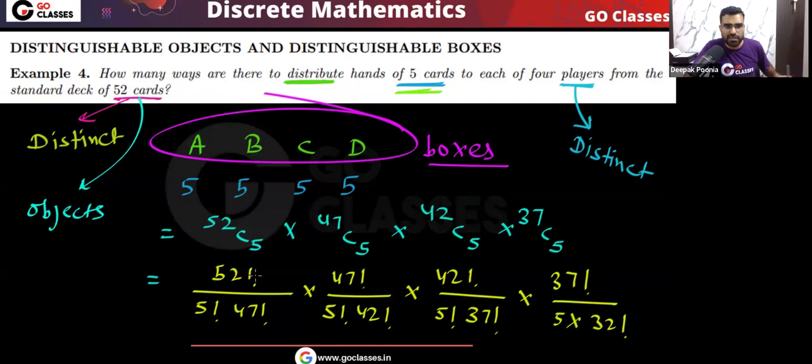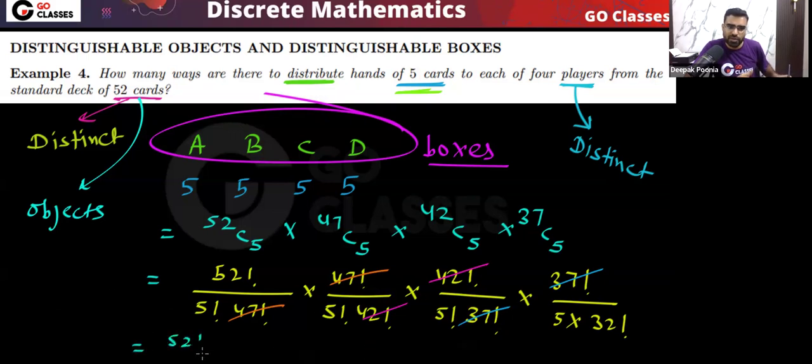Now you can easily see that many values will cancel. This 47 factorial will cancel with this value, will cancel with this value, will cancel with this one. Now finally, the value that will be remaining is 52 factorial divided by, in the division there will be 5 factorial, 5 factorial, 5 factorial, 5 factorial, 32 factorial. This is the final answer. Very simple. So this will be your answer.